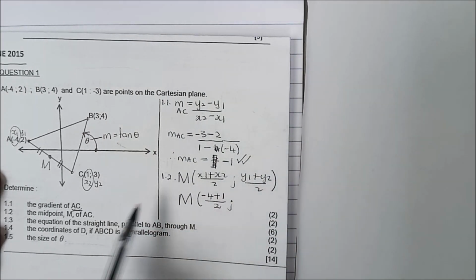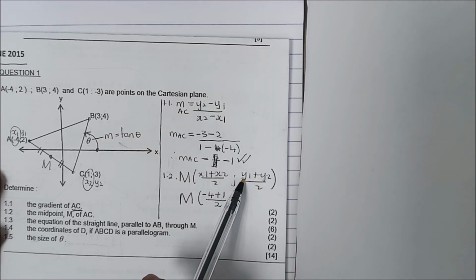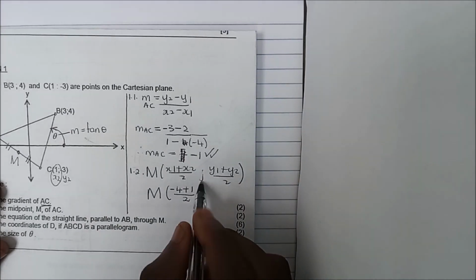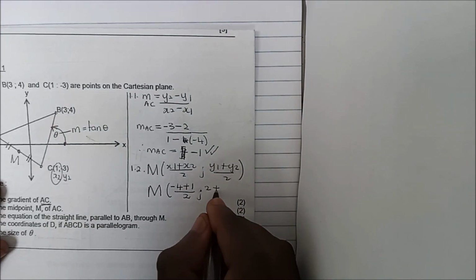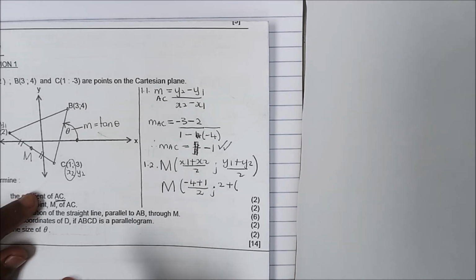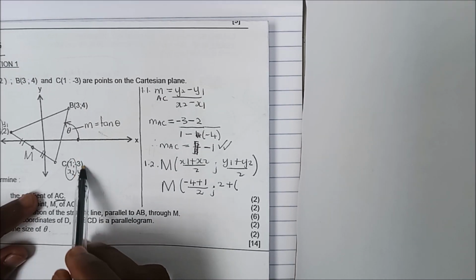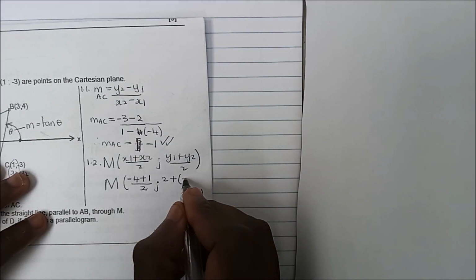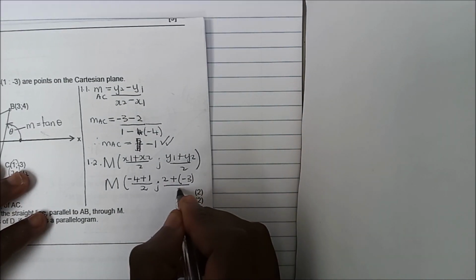Now going to y, what is our y1? From the naming, that's 2. So we will have 2 plus, and then what is our y2? From the naming again, there is our y2, that's negative 3. So we have plus negative 3 all over 2.